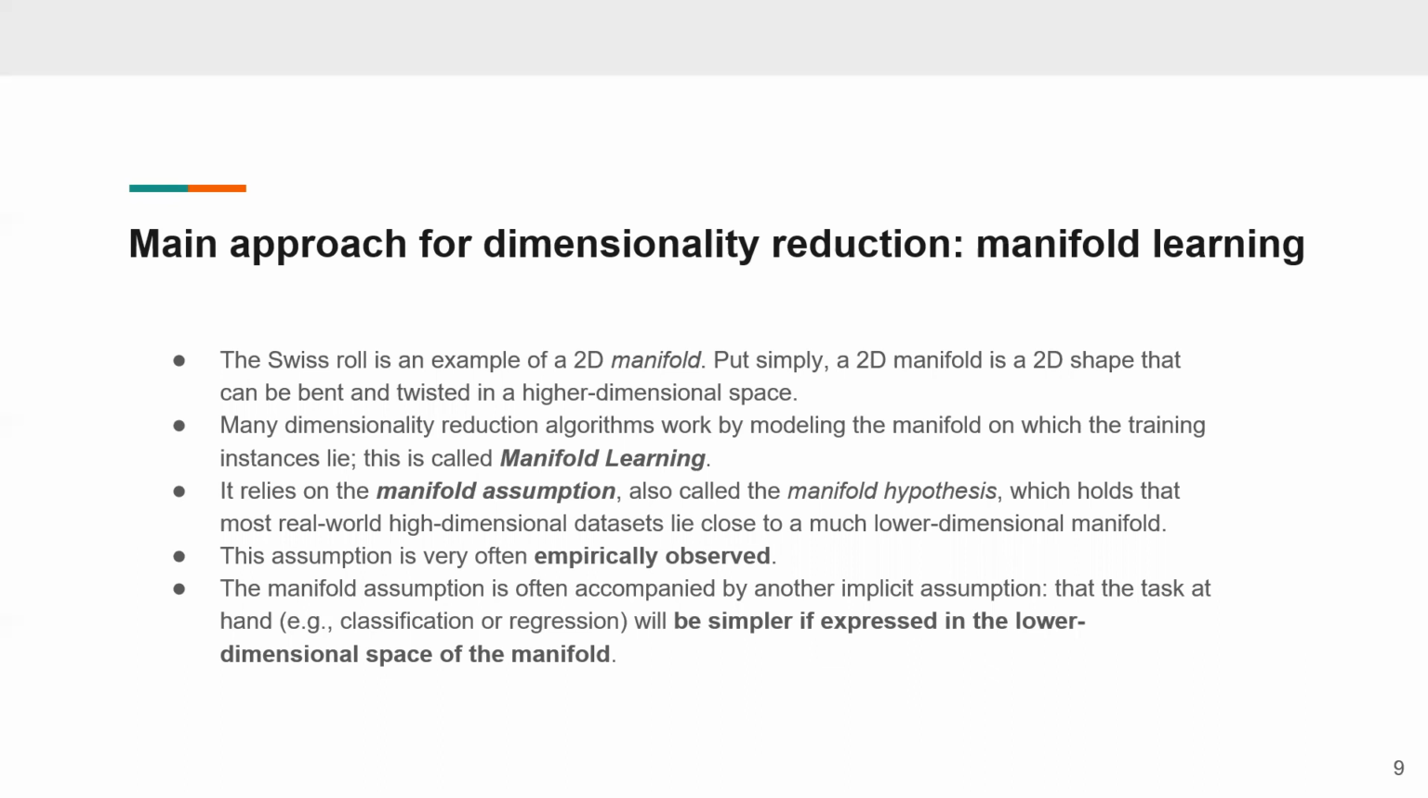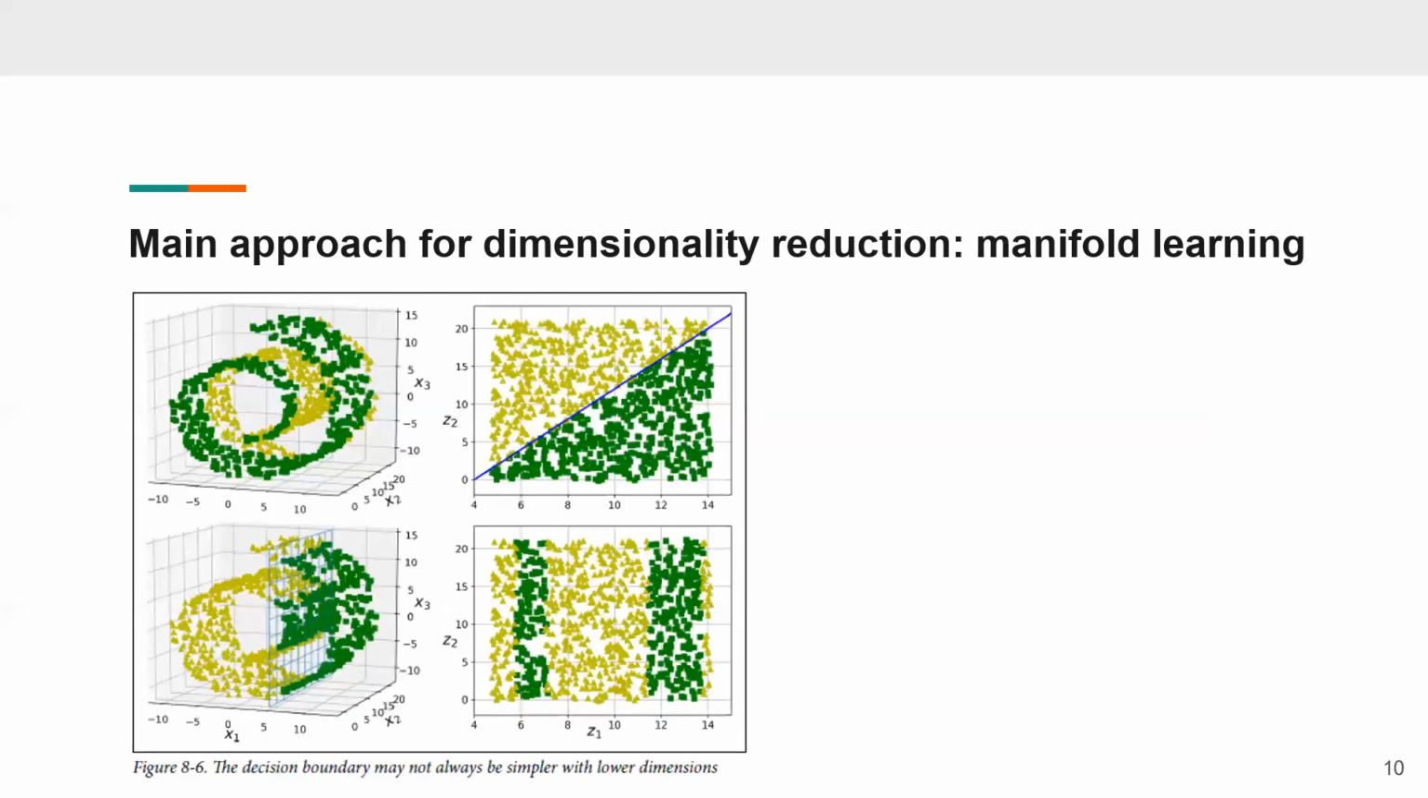Very often this assumption turns out to be empirically observed, which is good news. This assumption also essentially says that the task at hand, classification or regression, will be simpler if expressed in the lower dimensional space of the manifold. So use the Swiss roll as an example. You would be able to digest the data much more easily in two-dimensional space. However, it may not always work.